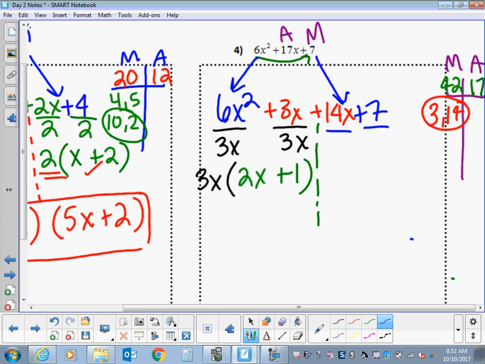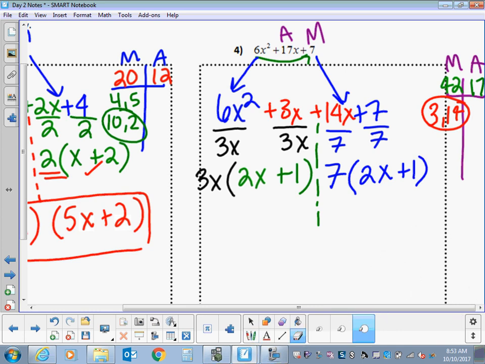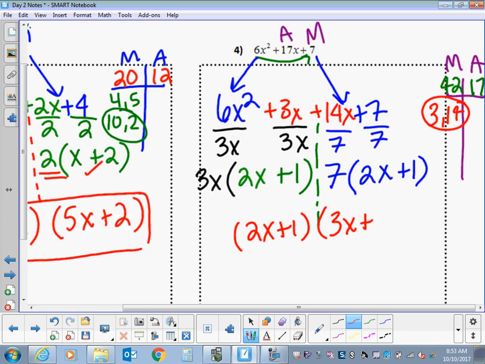On the right side, my GCF is 7. So let's divide. 14x divided by 7 is 2x, and then 7 divided by 7 is 1. Do I have matching parentheses? Yep, we're on the right track. My matching parentheses become a factor. My GCFs become a factor. Okay, any questions on this one?